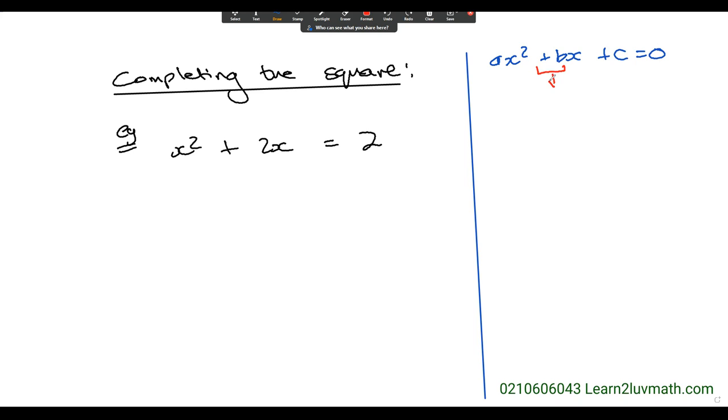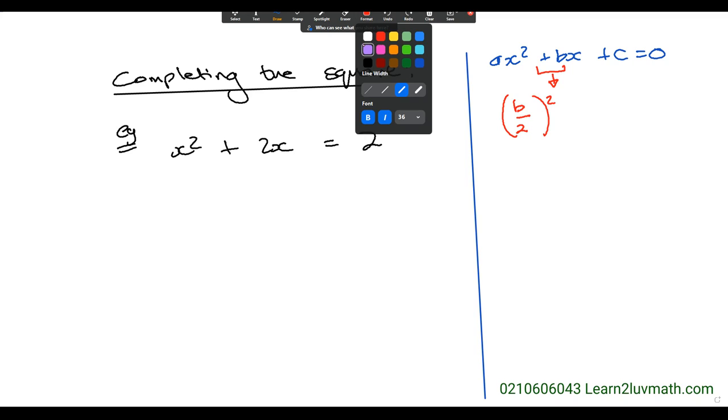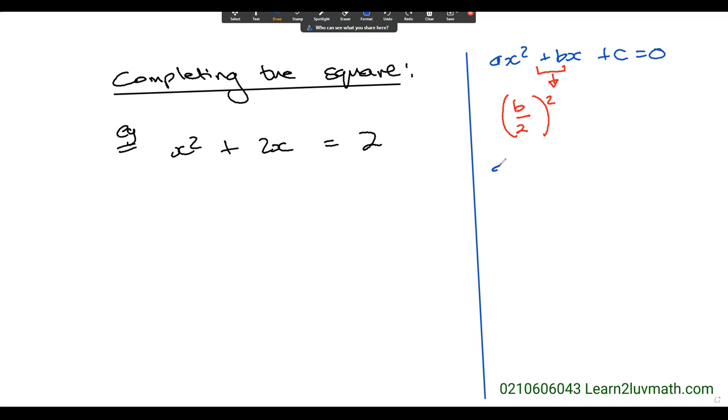this is the coefficient of x. And what we do is we take the b value, divide it by 2 and square it. Once we have it in that form, we then add and subtract that in there. Okay? So we would plus b over 2 squared, and we would minus b over 2 squared in there, plus c equals 0. Because then we're actually adding 0, right? And that's the whole idea.